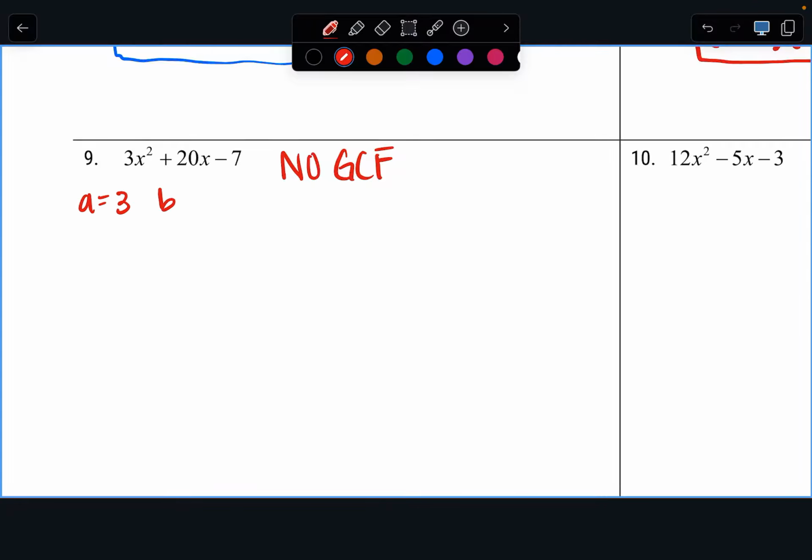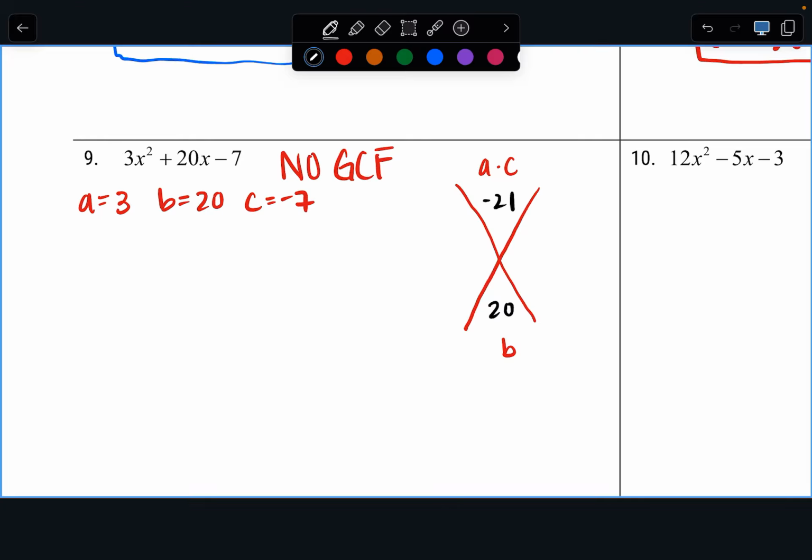A equals 3, B equals 20, C equals negative 7. A times C at the top, B at the bottom. What is negative 7 times 3? Negative 21. My B is 20. Gabriel, what are my factors? No idea. You need to think about it. What multiplies to negative 21 and adds to positive 20?